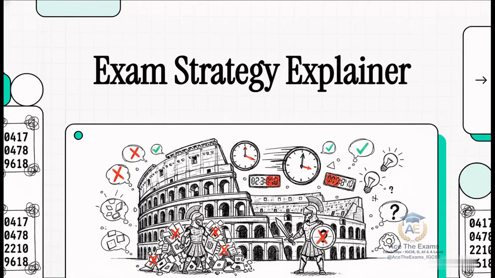Imagine a real Cambridge computer science past paper question, specifically from syllabus code 0417. Consider our two students standing in the arena right now. On the left, we have Alex. Alex has practically swallowed the textbook. Alex has memorized every single computer science fact available. Alex knows exactly what base 2 is, what a register is, what hexadecimal means.